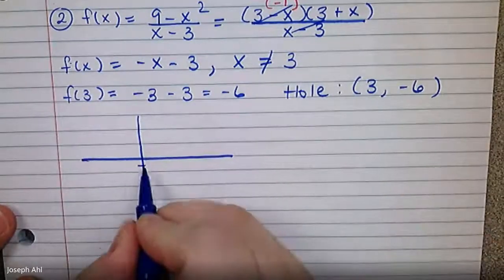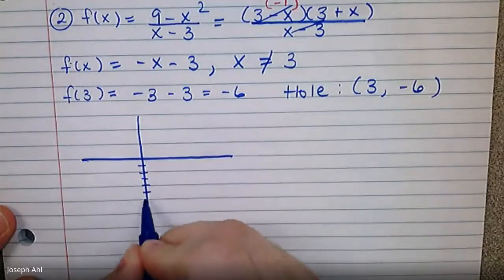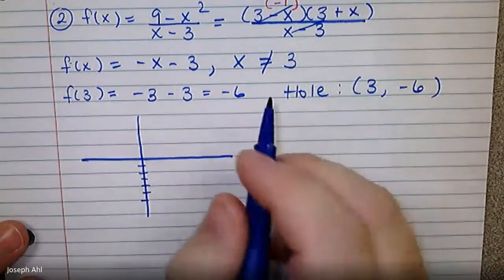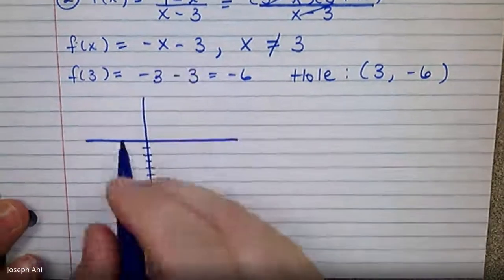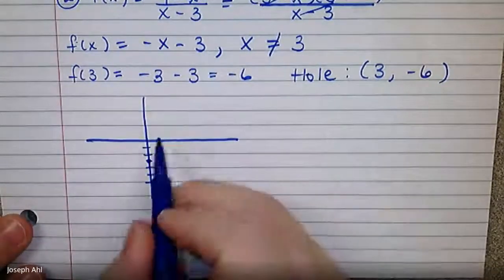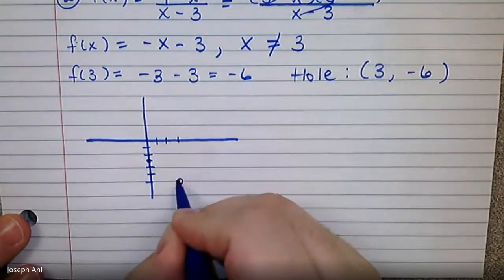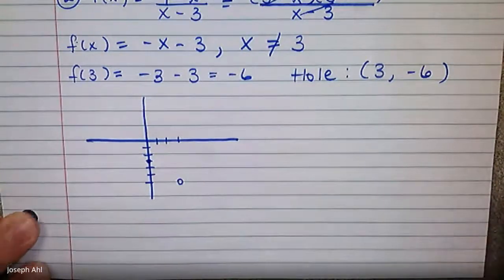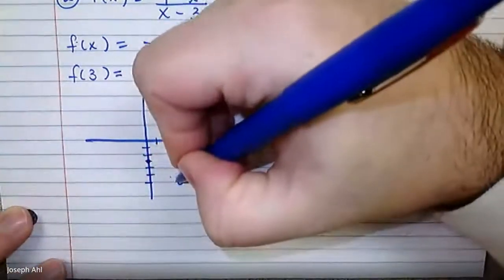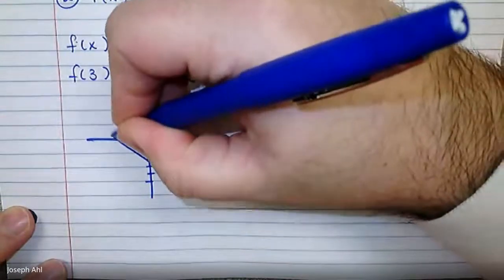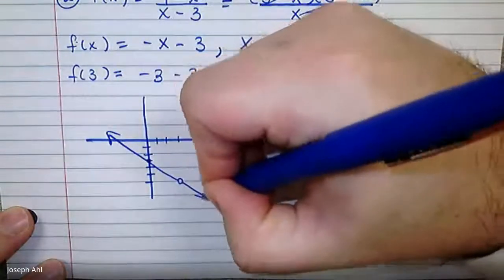let's see, 1, 2, 3, 4, 5, 6. So we know, what did I say? The y-intercept is going to be at -3 here. If I go to 3, -6, it's right here. So just make sure that when you draw this line, you draw it with a negative slope. The line's going to look something like this.